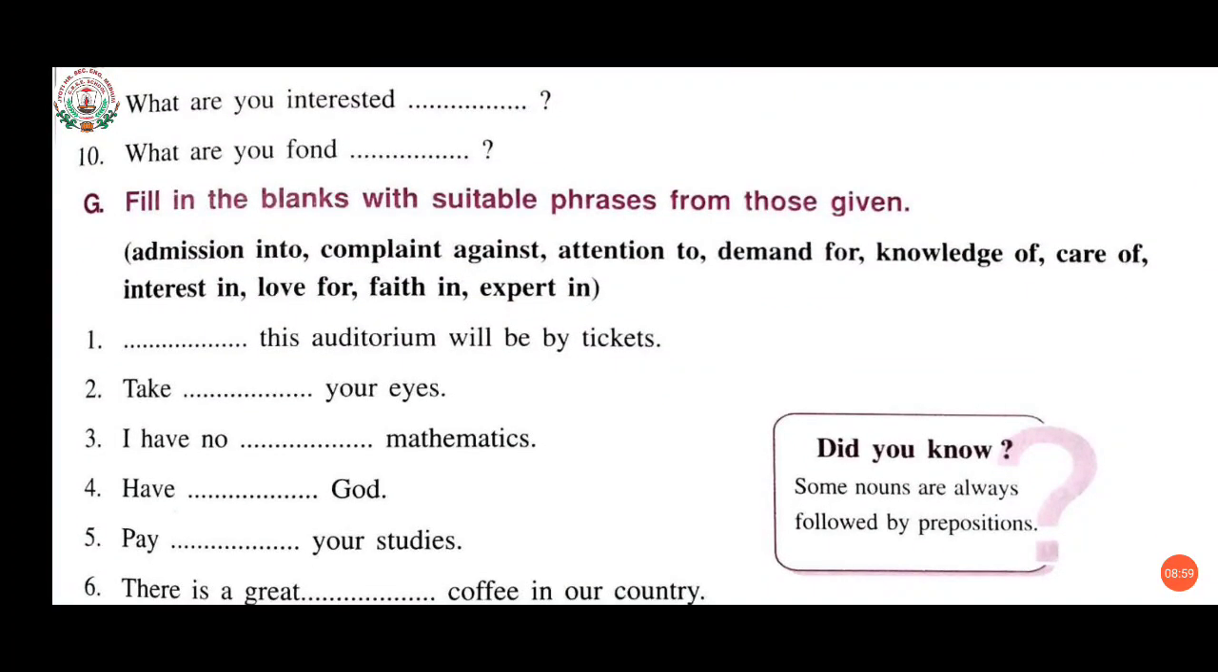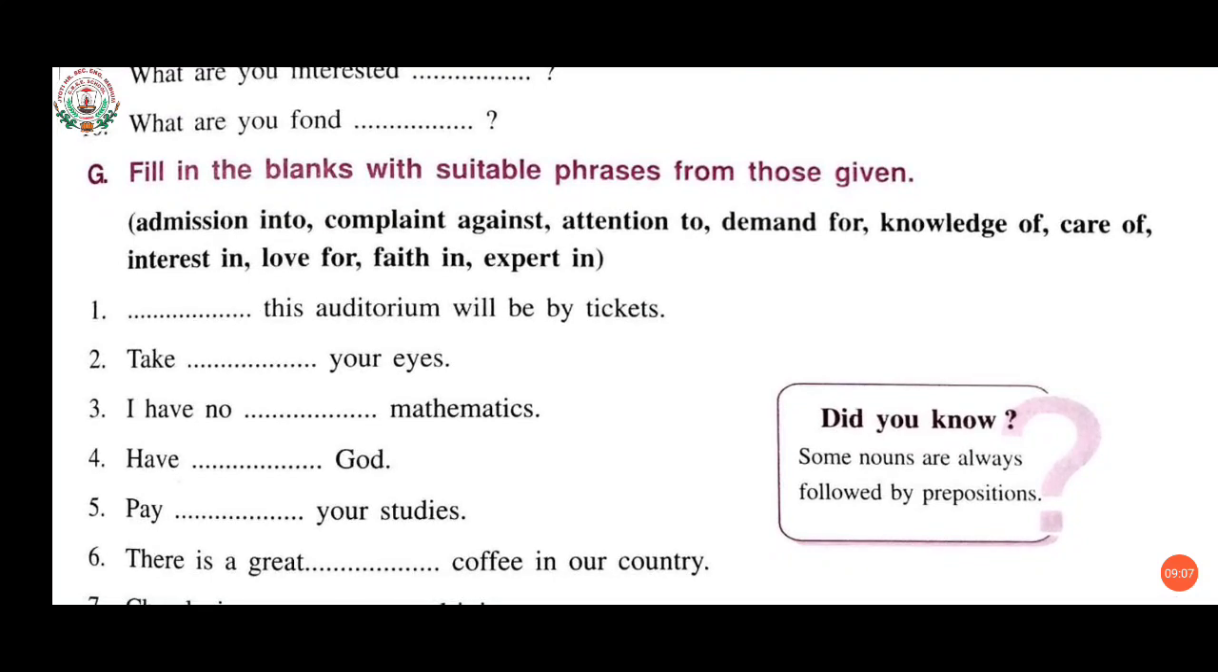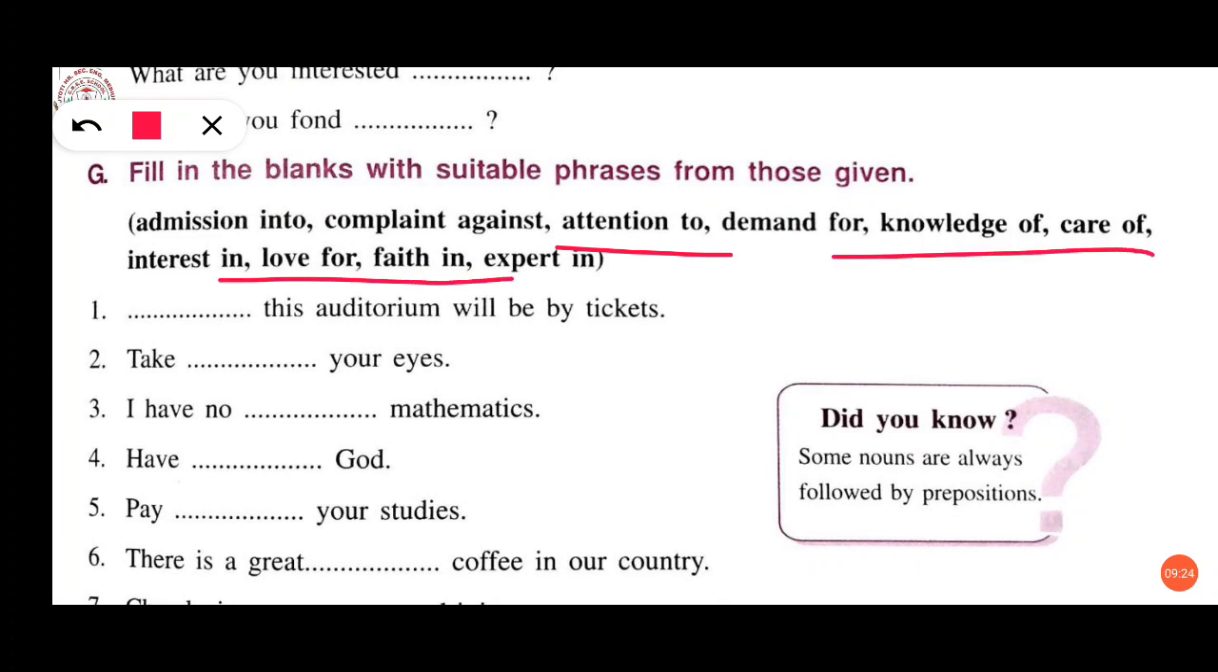Now G1, fill in the blanks with suitable phrases from those given. Phrases are given, so we have to see the options over here and fill the blanks. First one, you can see, dash this auditorium will be by tickets. Admission into this auditorium will be by tickets. Admission into.